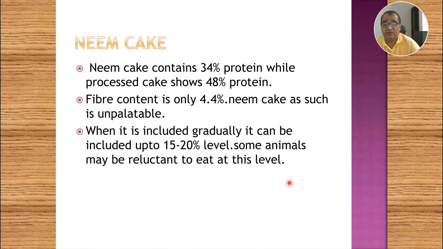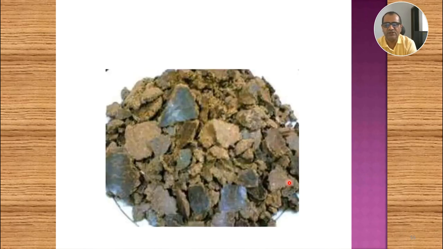Then neem cake, of course, this is one of the bitter cakes. This contains 34% protein, while processed cake shows about 48% protein. And fiber content is only 4.4%. And neem cake is unpalatable, because it contains the bitter principle. So it can be fed up to 15 to 20%, or else the cattle many times are reluctant to eat it.